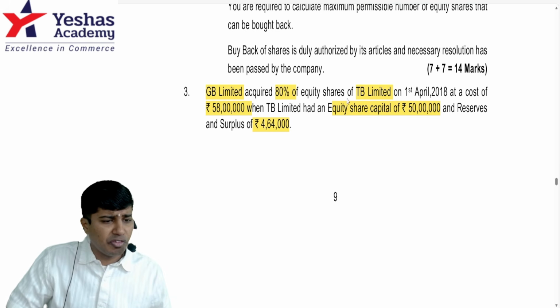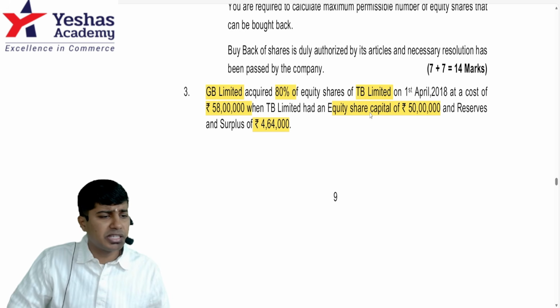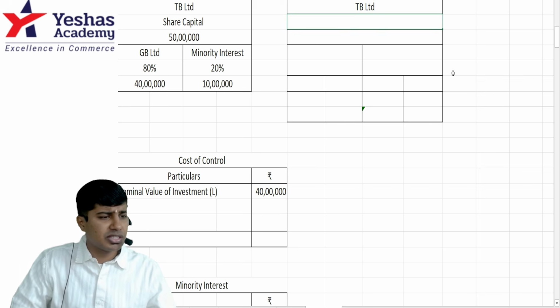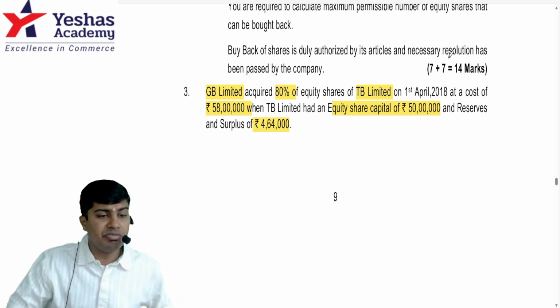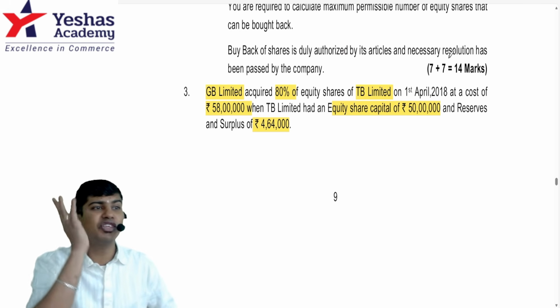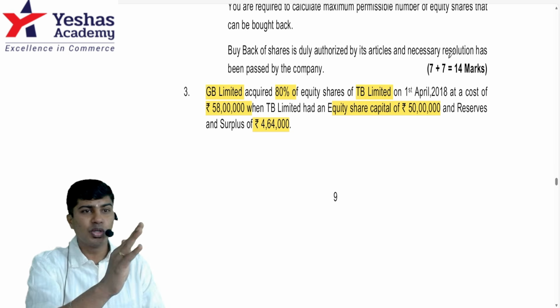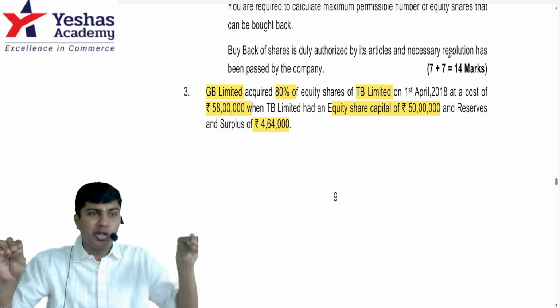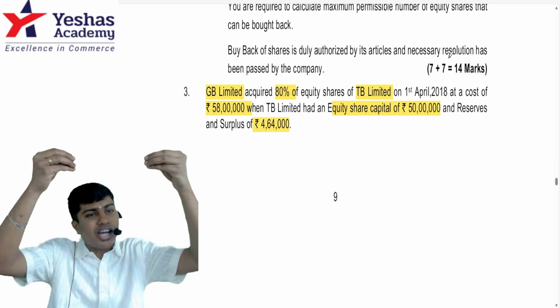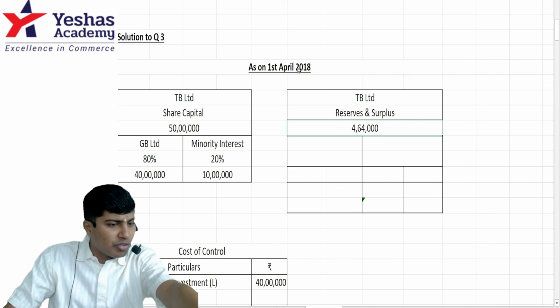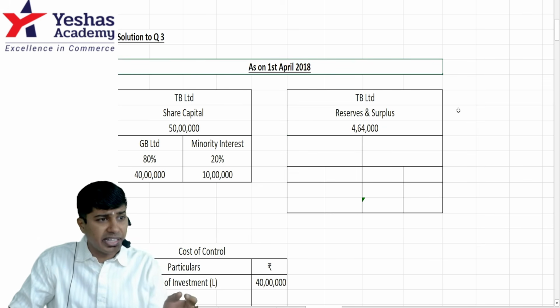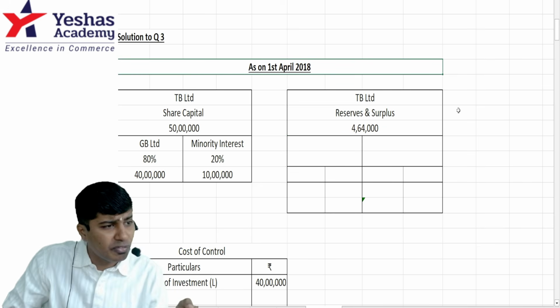Then the next piece of information I have is reserves and surplus of 4 lakh 64. Guys, read the question clearly. On the date of acquisition, reserve is 4 lakh 64. So we cannot split 4 lakh 64 into pre and post. 4 lakh 64 is on the date of acquisition. So I am also writing 1st of April 2018, that is the date of acquisition.